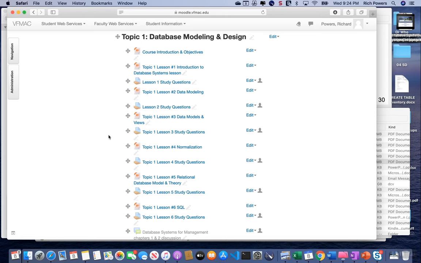I'd like to get through this whole topic one, all of the different topics. Theoretically, it's only one topic, but it's a big chunk, the heart of a lot of what goes into relational databases and relational database theory.